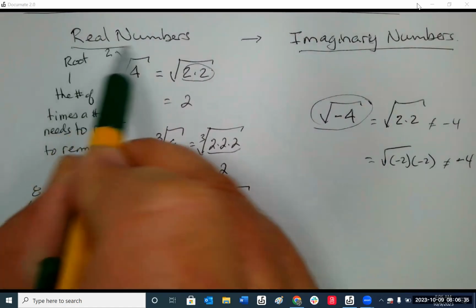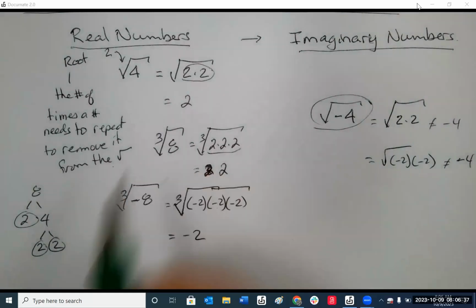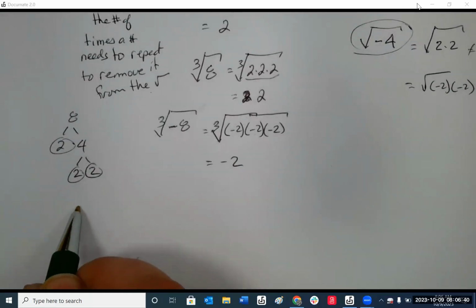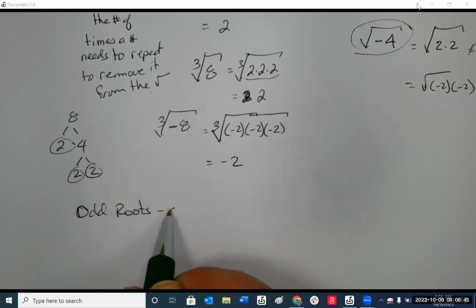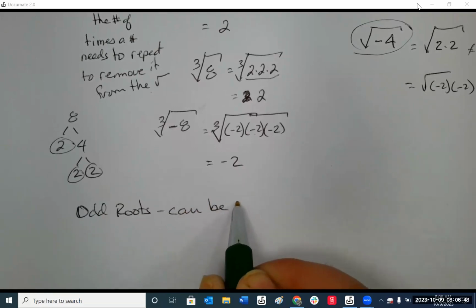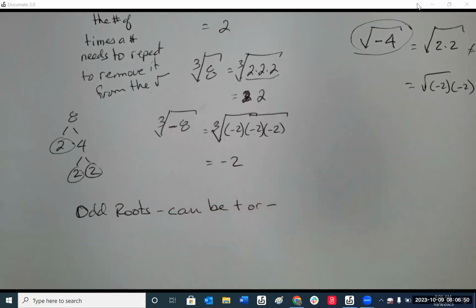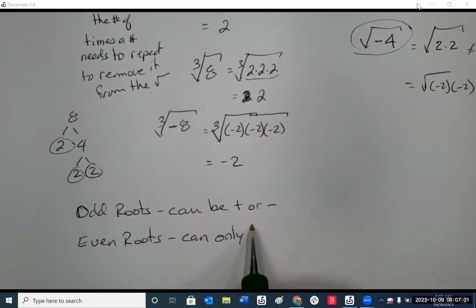So what this says, if your root is odd, the result can be positive or negative. Even roots can only be positive, could be a real number.